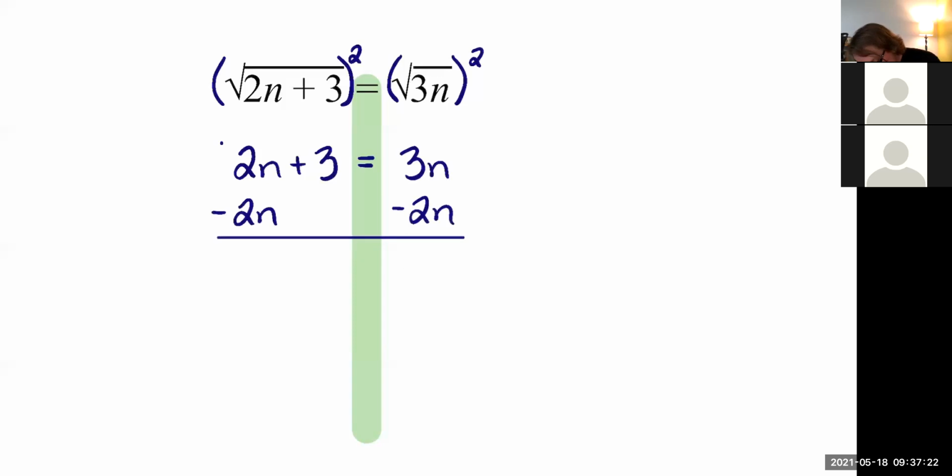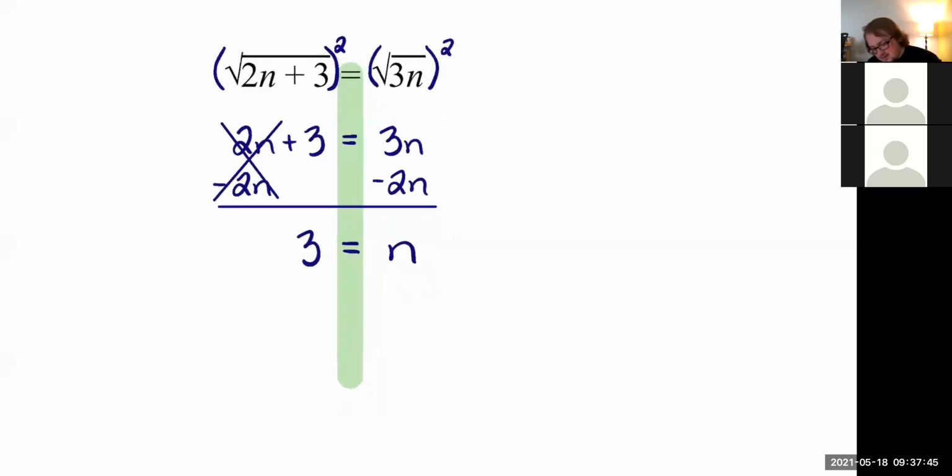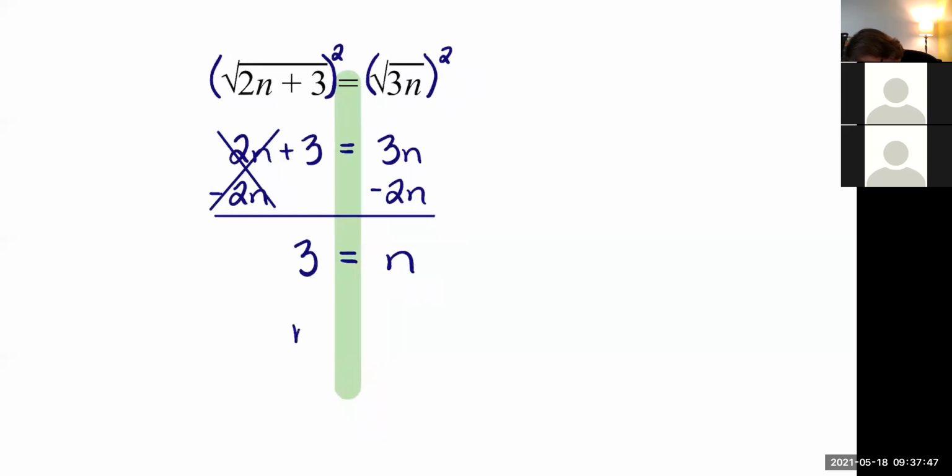So 2n minus 2n is gone from the left-hand side, leaving me with a positive 3. On the right-hand side, we're lucky. 3n take away 2n just leaves me with n. Now, if you want to write 1n, you're not wrong. You would either divide both sides by 1, which would really change nothing, or you would just hide the 1. It's entirely up to you. But what did I end up with then? n equals 3.